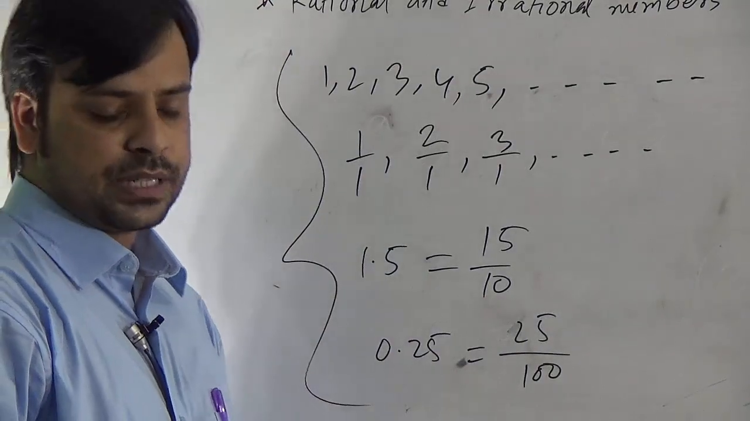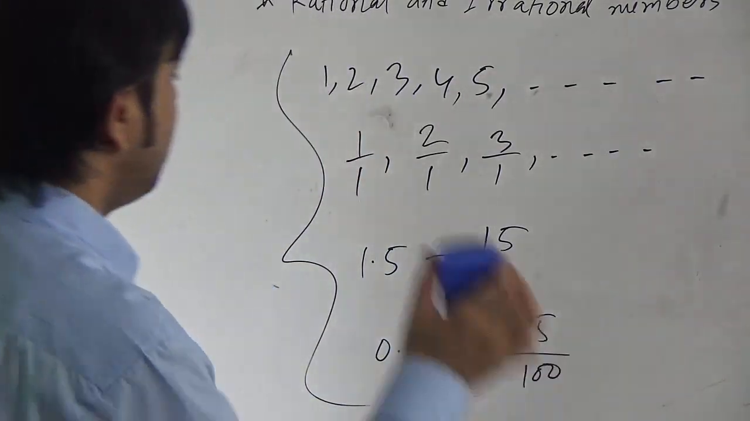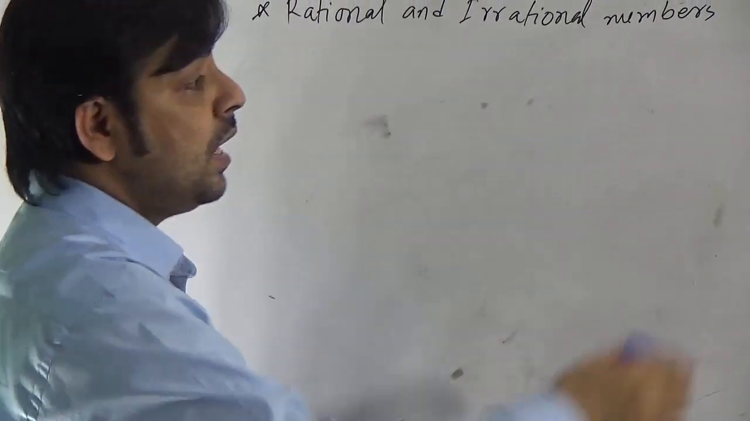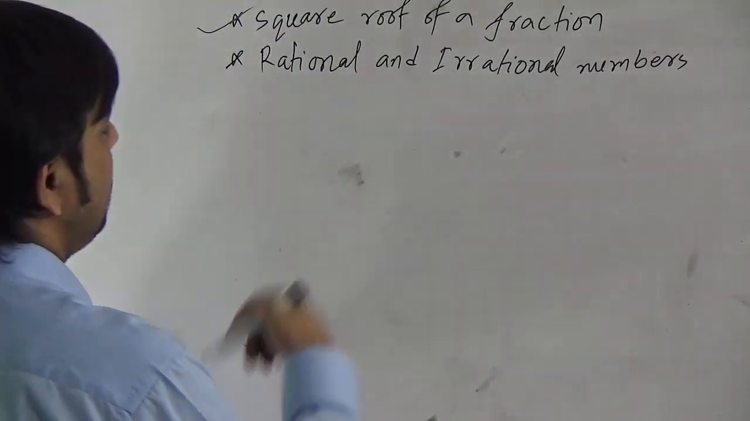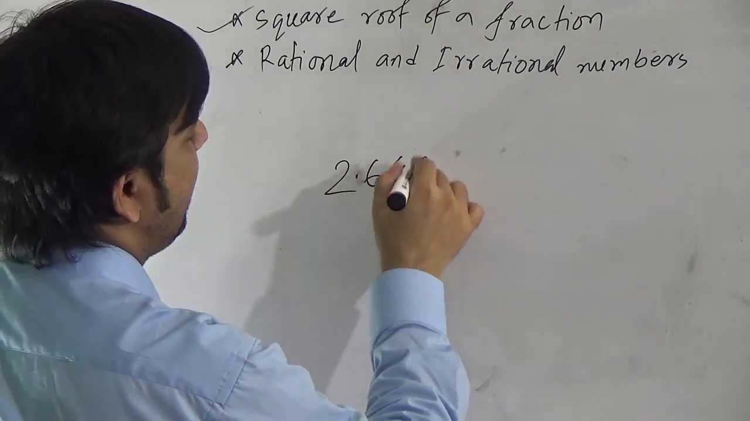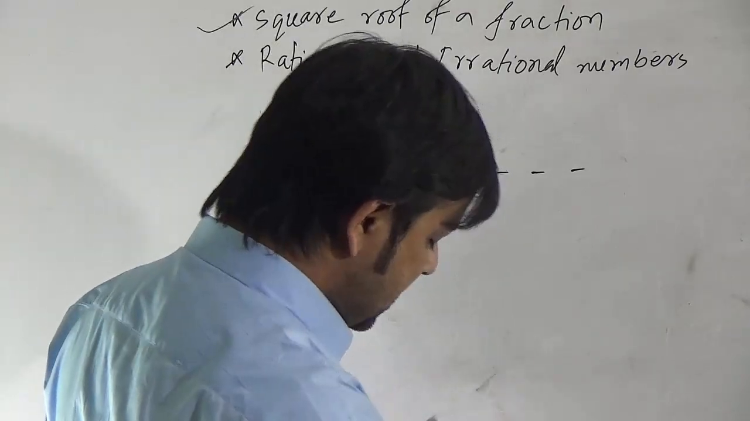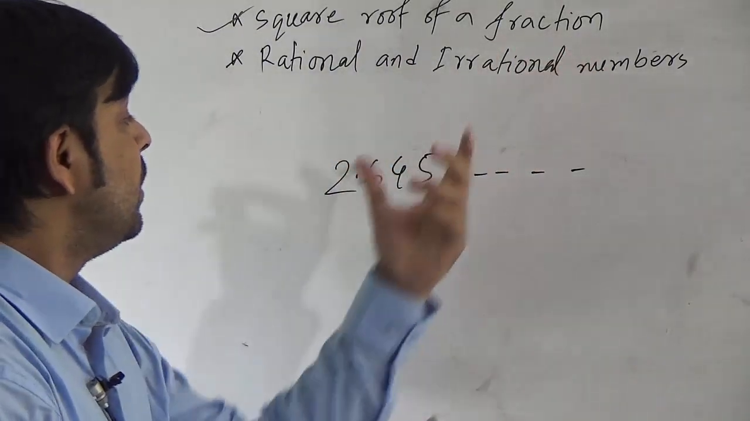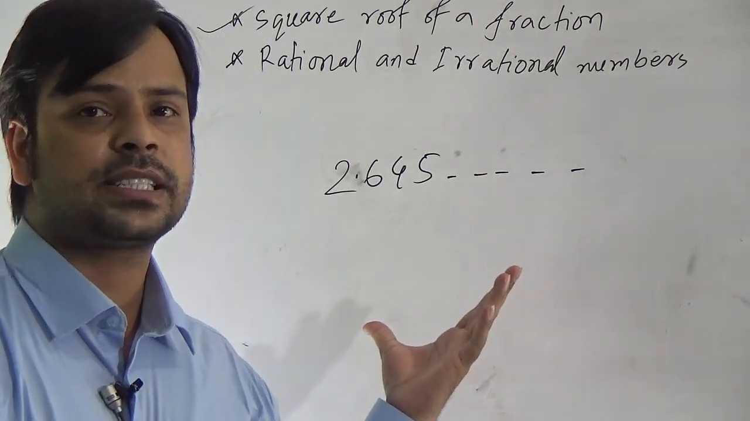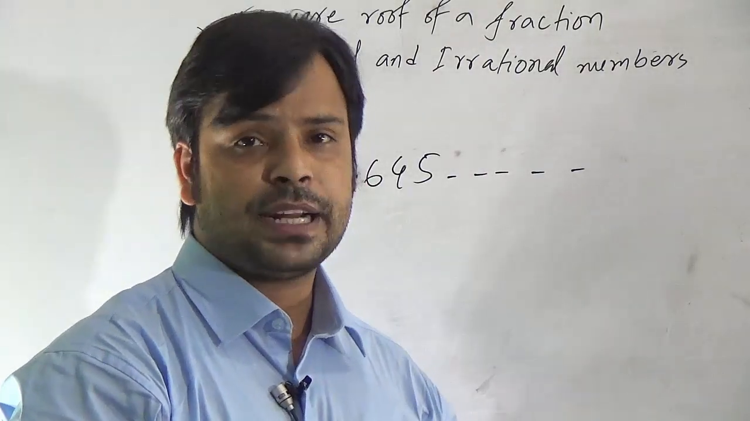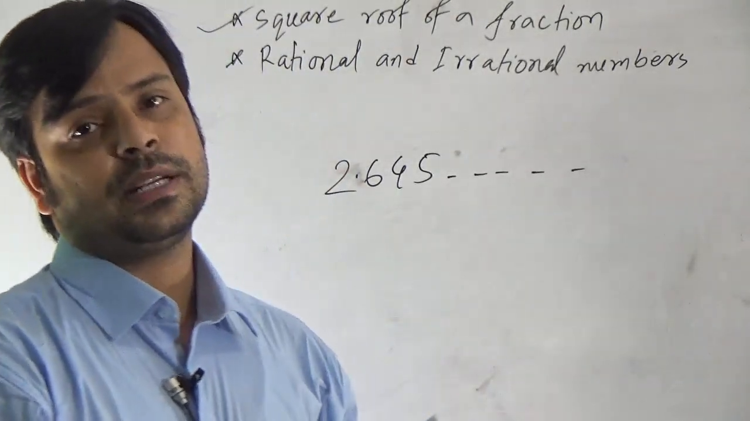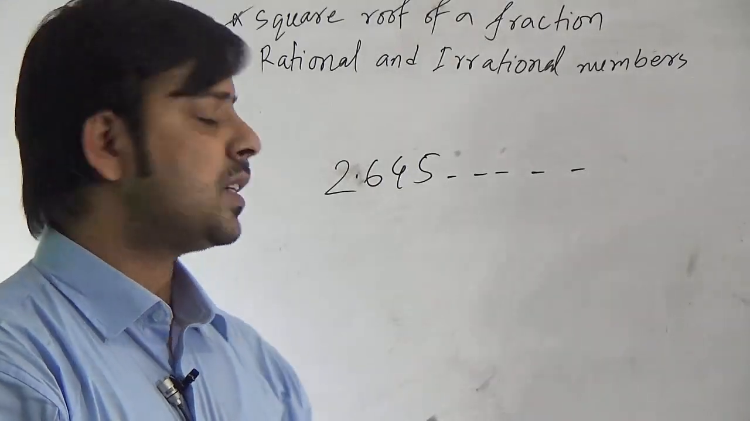Now irrational number. Sometimes we get such type of numbers. Suppose I have shown a number here, that is the square root of 7 is 2.645. In this way, this is continuing. So this type of number we can't express as a fraction. This type of number is known as an irrational number.